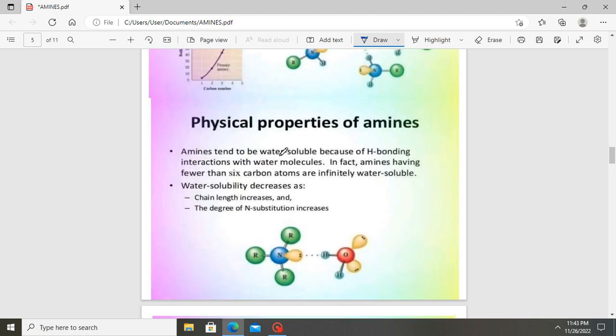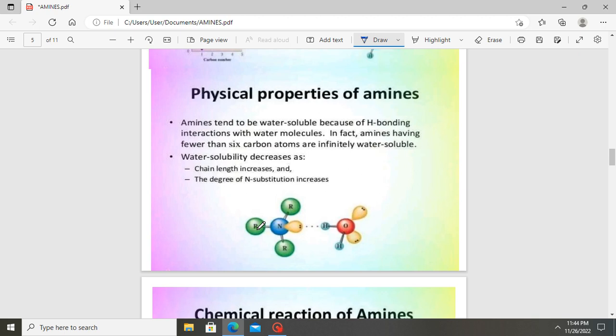Amines may tend to be water soluble because of the hydrogen bonds which can interact with water. Amines that have 6 or fewer carbons are water soluble, but those which have a higher number of carbons, beyond 6, may be water insoluble. So the water solubility of amines decreases when the chain length increases and when the degree of nitrogen substitution increases. If all the hydrogens on nitrogen are substituted, it becomes less soluble because there's no exposed hydrogen to form hydrogen bonds which can initiate solubility.